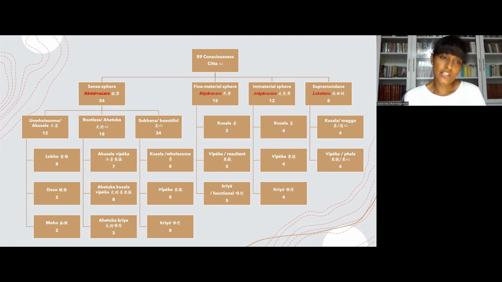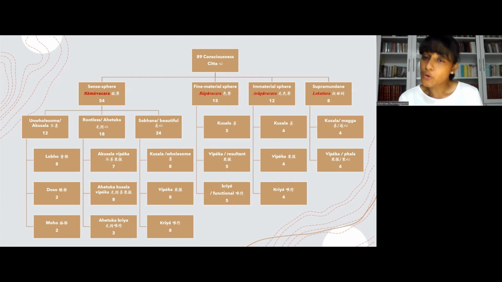The Kamavachara chittas are further subdivided into 3 broad categories. The first is the 12 akusala, or unwholesome chittas. The second are the 18 rootless, or ahetuka chittas. And the third are the 24 sobana, or beautiful chittas. The fine material sphere, Rupavachara chittas, there are 15, and they are divided into 3 groups: Kusala, wholesome, Vipaka, resultant, and Kriya, functional. And there are 5 chittas in each of these categories.